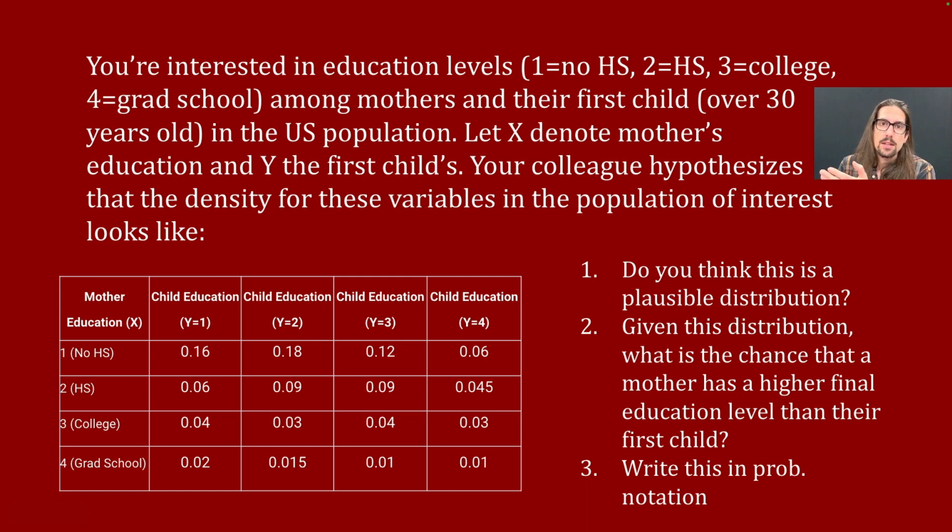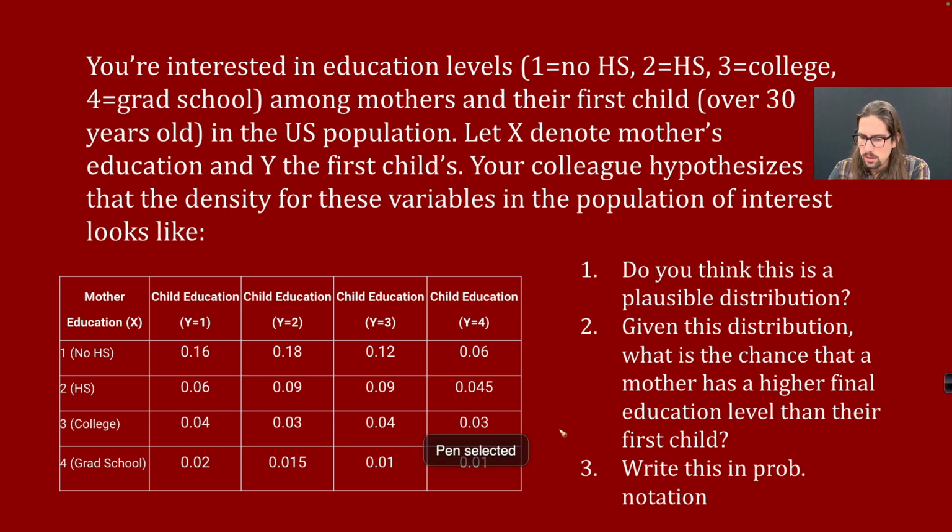And of course, the idea is there's not a right answer to that question. It's for you to start connecting the definitions of these things to what is happening in the real world and always be fact checking yourself like that. So that's question one. Question two: given this distribution, what's the chance that a mother has a higher final education level than their first child?